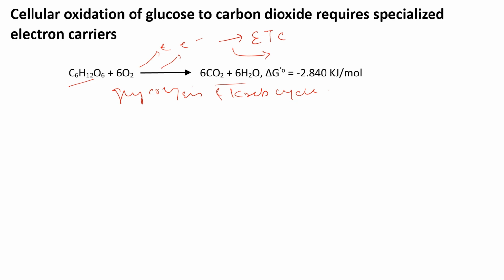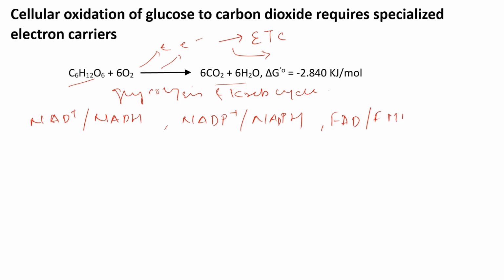Okay, these carriers are NAD plus, NADH, or NADP plus, NADPH, or FAD, FMN, and ubiquinones. These are specialized electron carriers that carry electrons released during the oxidation of a reduced compound or food.